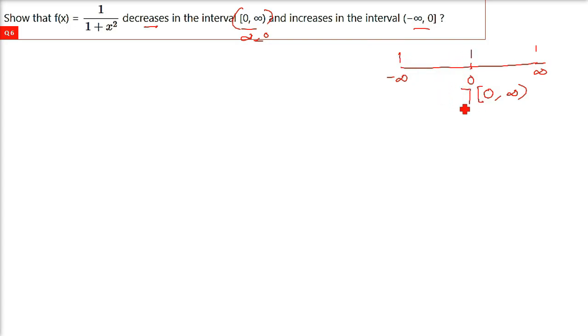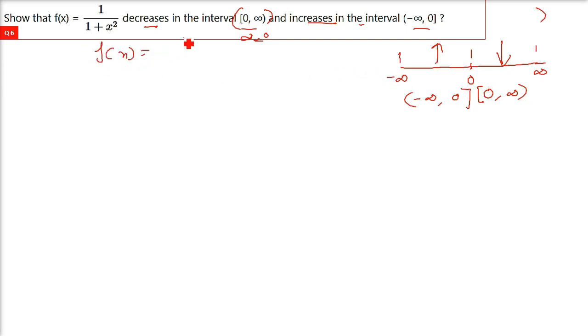So positive numbers and negative numbers, the domain I am showing, they are talking about two different domains or two different intervals. That is, you have to show that in one interval the function is decreasing, and in the interval negative infinity to 0, it is increasing. So let us see what way we are going to go about it. There are two things, so we'll go for two cases here.